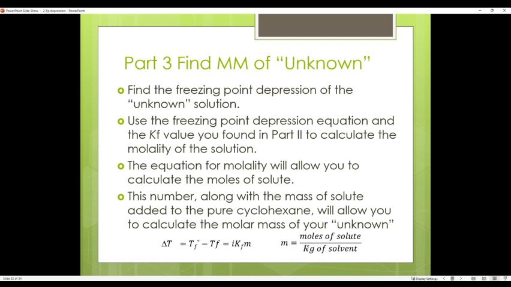So we know the mass of the solute, but we don't know the molecular weight because it's unknown. So we take the molality value times the mass in kilograms of the solvent, and that allows us to solve for moles of solute. To get to molar mass, then you simply take grams and divide it by the moles.